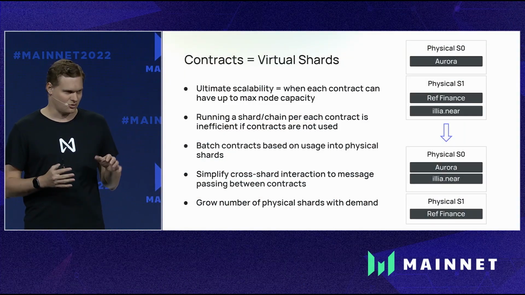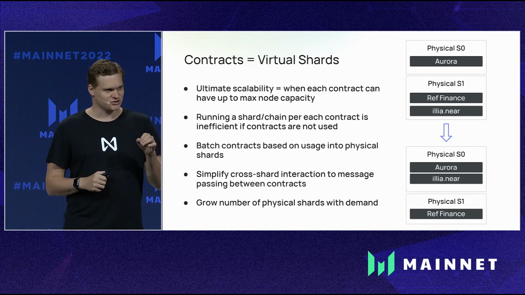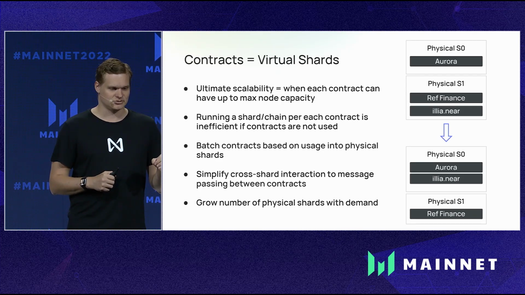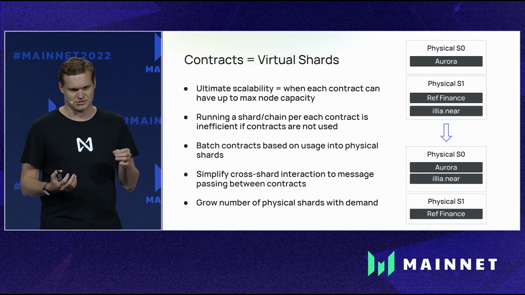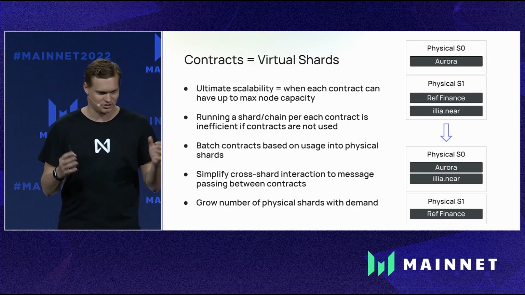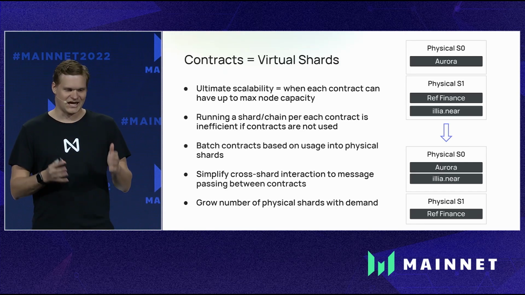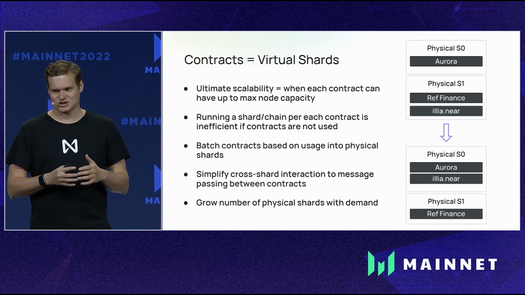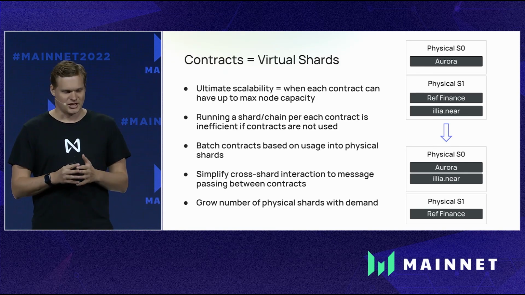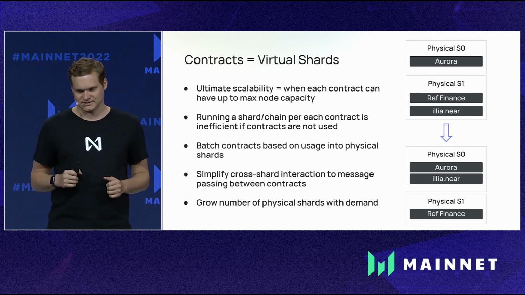In NEAR specifically, we went a little bit further. Instead of just having different subnets or different parachains, we say that every single contract or account is virtually a shard, virtually a chain, virtually a subnet, virtually a parachain, whatever you want to call it. With this, you can achieve ultimate scalability, right? Any single application can have as much capacity as any single blockchain can have, if it needs it.